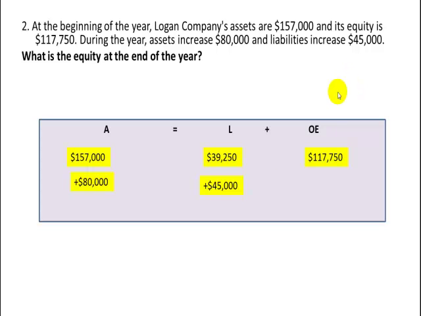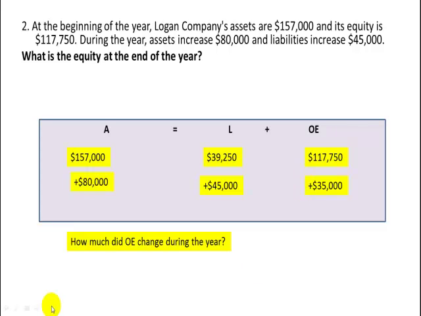And we should now also know that if the change on the asset side was $80,000, then the change in total on the liability and owner's equity side's got to be $80,000. So therefore, the difference between the $80,000 worth of assets and the $45,000 increase during the year of liabilities means that during the year, owner's equity went up the difference, which would be $35,000.